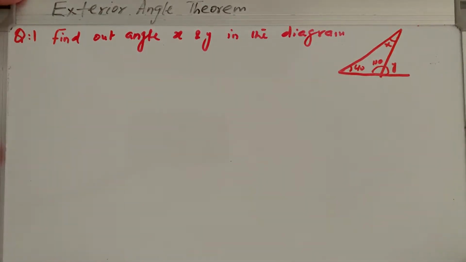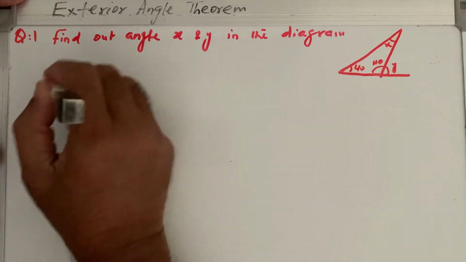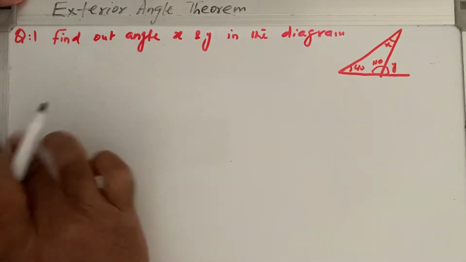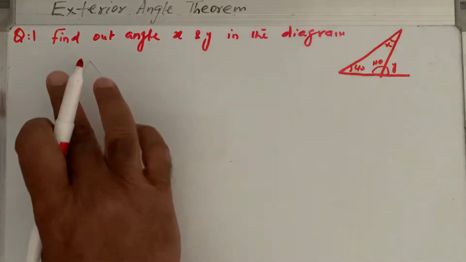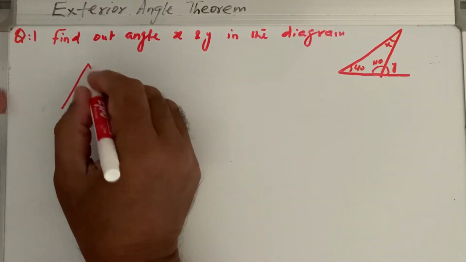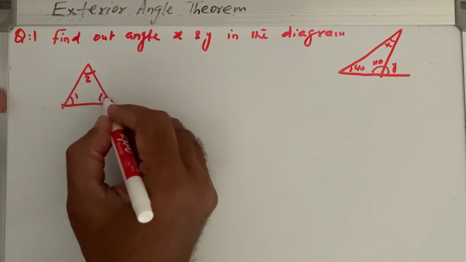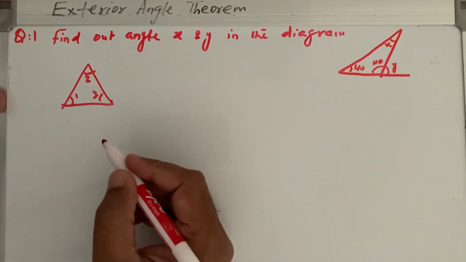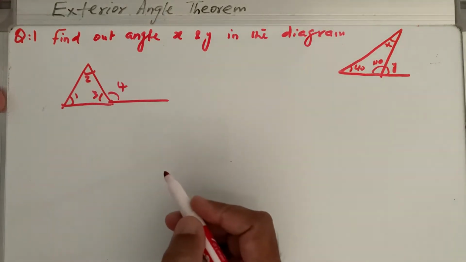This is called the exterior angle theorem, right? What is an exterior angle? If we have a triangle like this, we can see that in this triangle we have angles 1, 2, and 3, which are interior angles of the triangle, but this angle 4 is called the exterior angle.